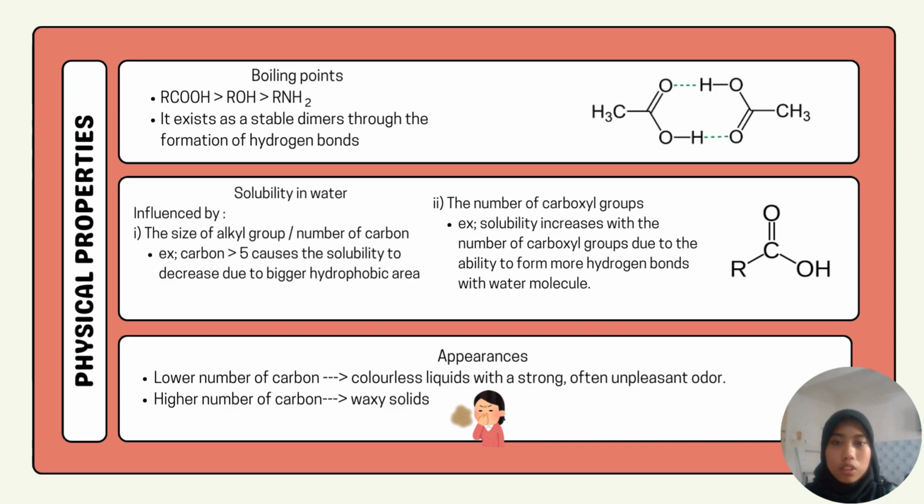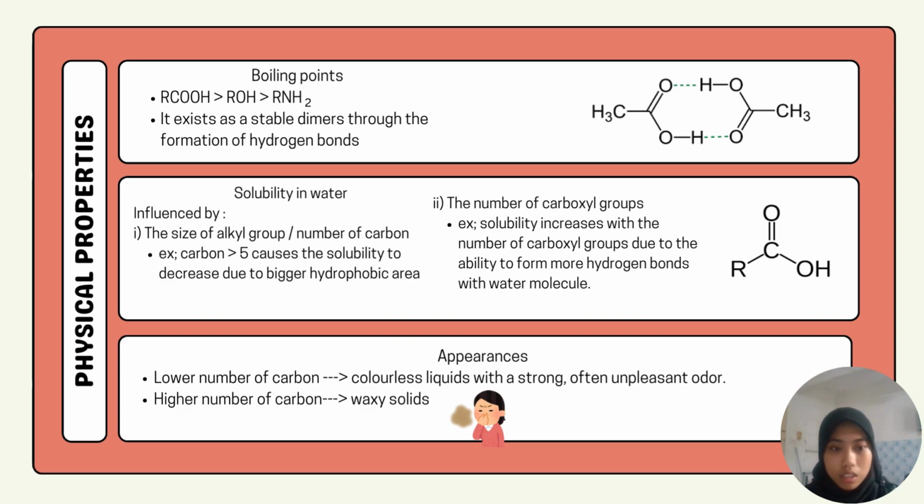So I will be talking about the physical properties of carboxylic acid. So the first one is its boiling point. Compared to other functional groups such as alcohol, ketone, and aldehyde, carboxylic acid has a much higher boiling point. This is due to its existence as a stable dimer through the formation of hydrogen bond between the molecules.